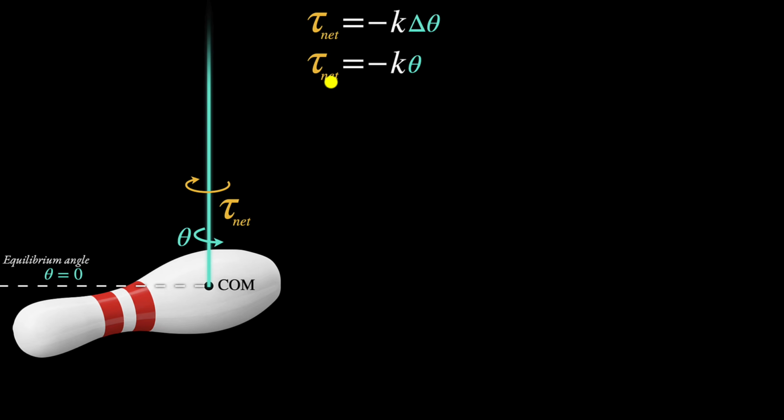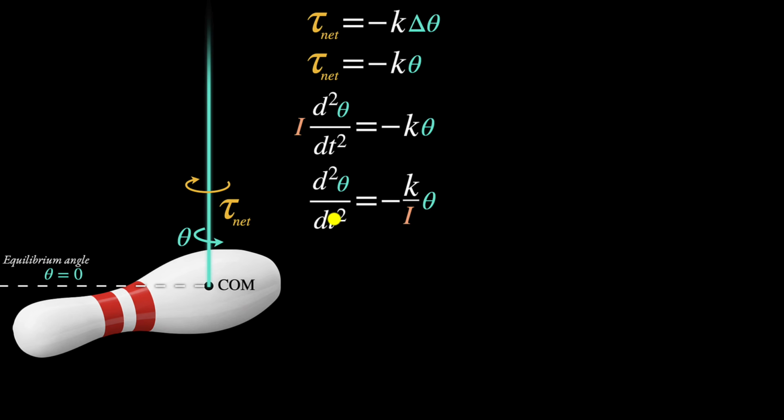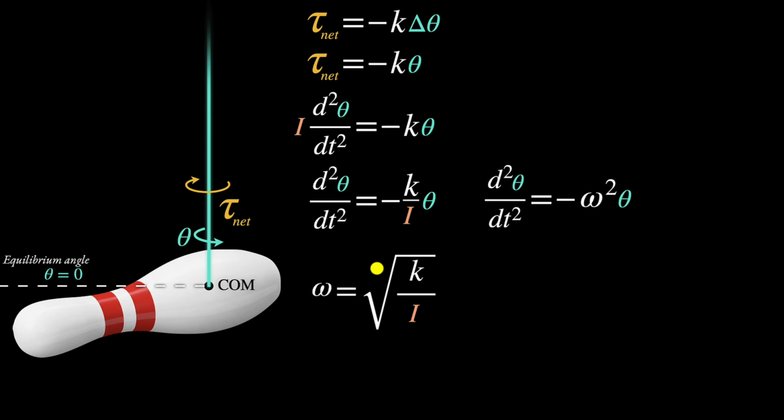Okay, now if you apply Newton's second law, this net torque should equal I, rotational inertia, times the angular acceleration, which is just the second derivative of theta. We can rearrange this and we can say, hey, this second derivative should equal negative omega squared times theta, which means omega squared equals k over I, or omega is equal to the square root of k over I. And since the period is just 2 pi over omega, substituting, we get the period of our torsional pendulum. There you have it. Beautiful, right?